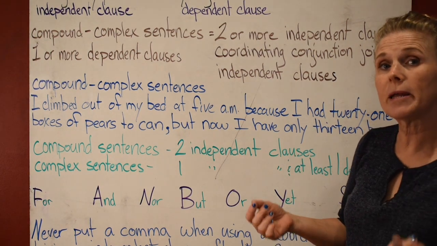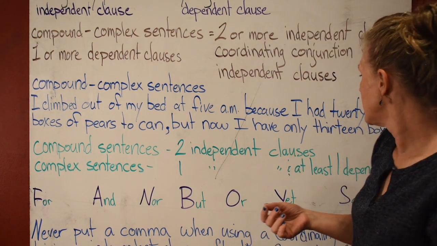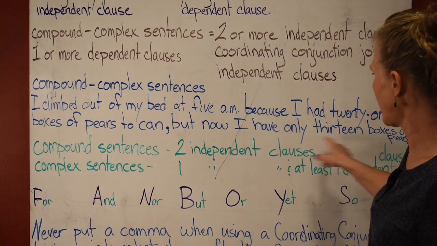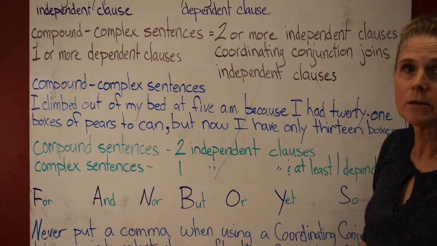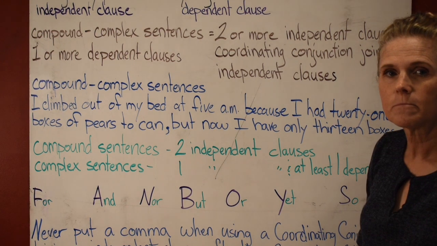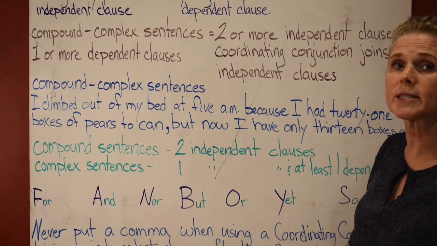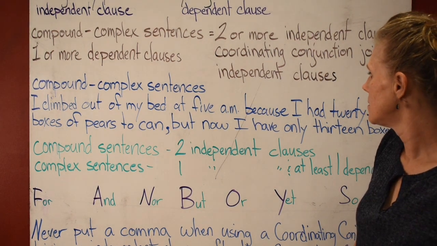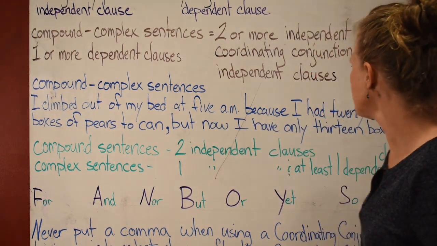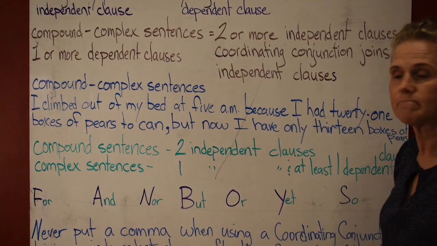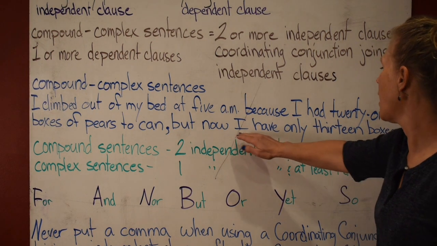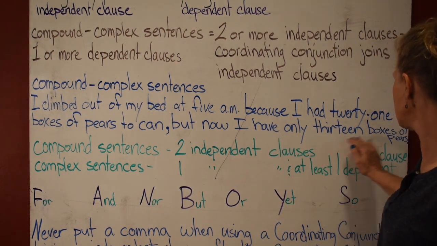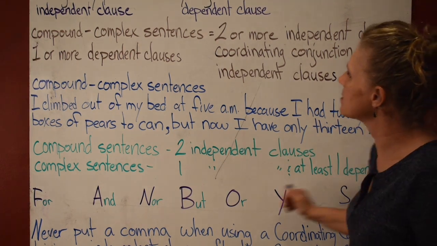Okay, so what's an independent clause? I have 13 boxes. Independent clauses can stand alone. Exactly. So which two clauses in here are independent clauses? I climbed out of my bed at 5 a.m. Okay, so there's one of them. What's the other one? I already said it. Right here. Now I have only 13 boxes of pears. See how this can stand alone?